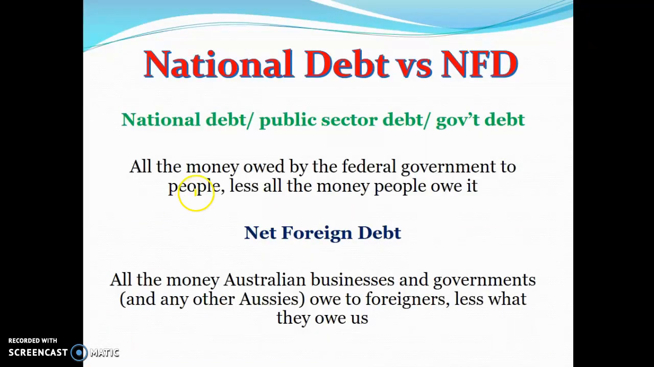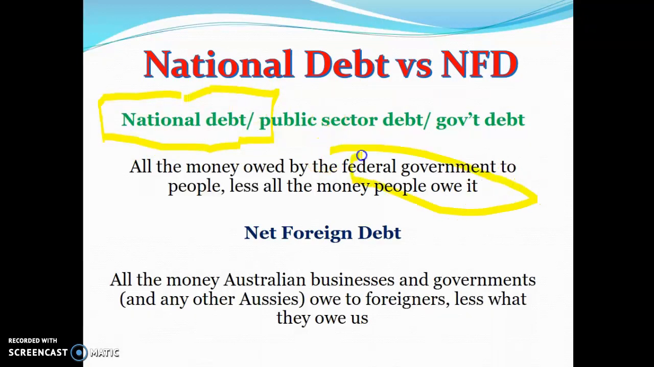Okay, so when you see the word national debt versus net foreign debt, national debt is the same as saying government debt. It's a little bit confusing, but national debt is the same as public sector debt, which is all the money owed by the federal government, whereas net foreign debt is all the money owed by all Australians, businesses, the government, etc., but minus what they owe us. So national debt is just all government debt, it's gross, but net foreign debt is all the debt of the government, private sector, and businesses minus what we lend.